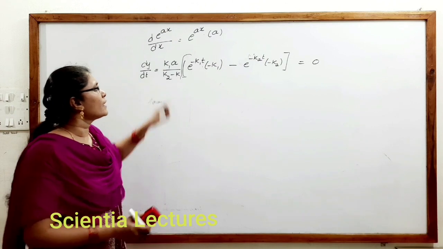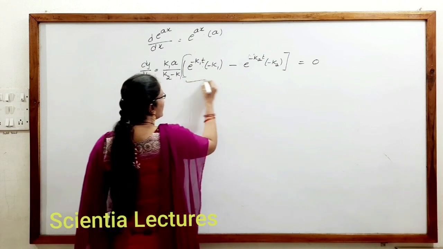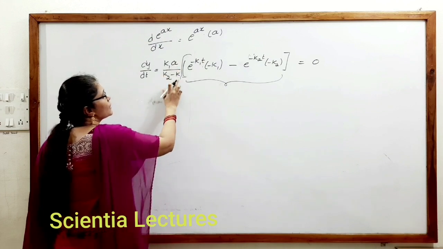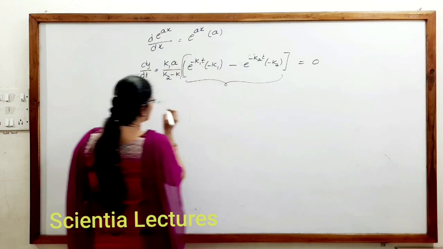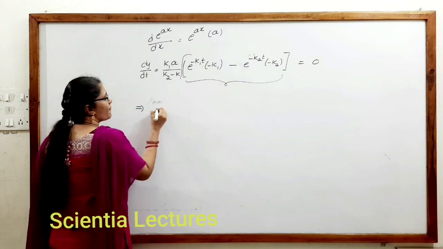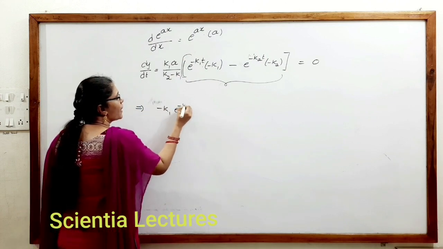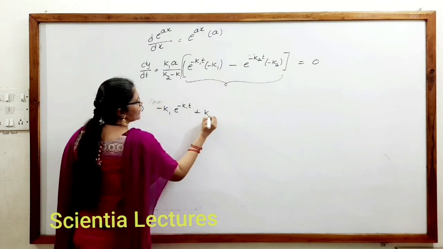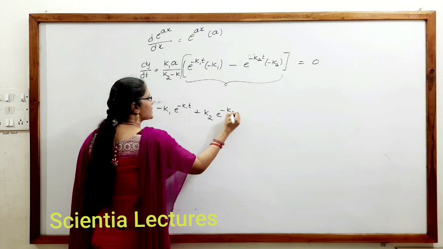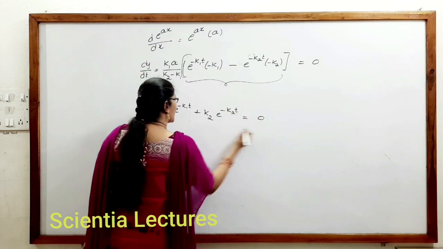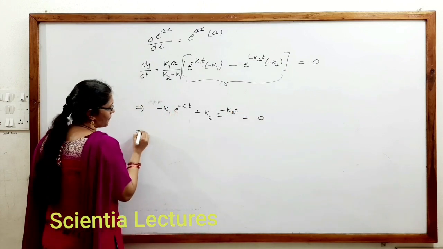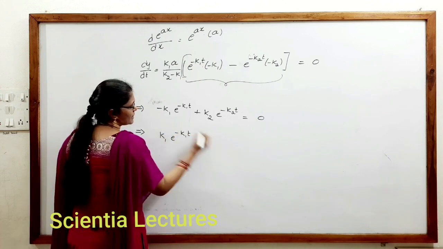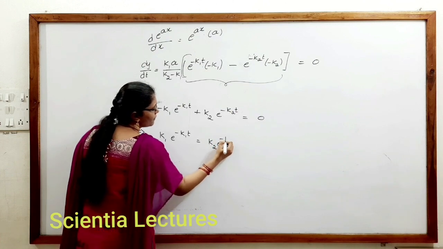So here, what is the term that must be 0 here? This term could be equal to 0. Then only K1A by K2 minus K1 into this will be equal to 0. Which implies minus K1 e power minus K1t plus minus of minus becomes plus K2 e power minus K2t must be equal to 0. So which implies K1 e power minus K1t must be equal to K2 e power minus K2t.